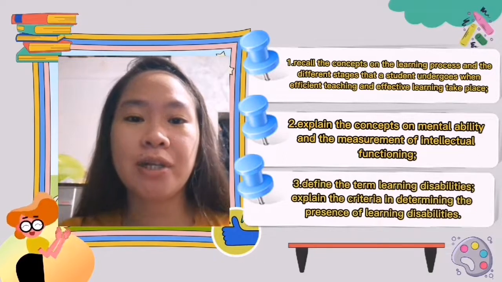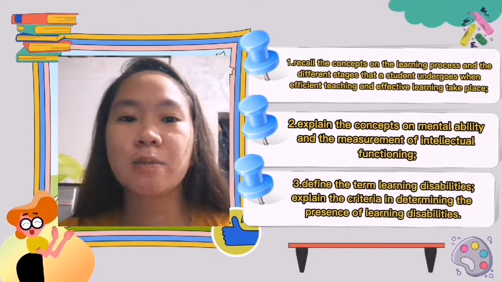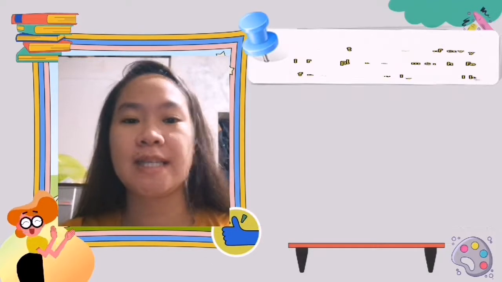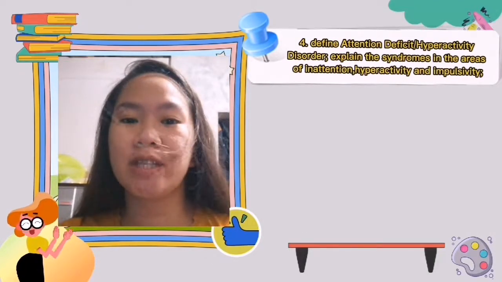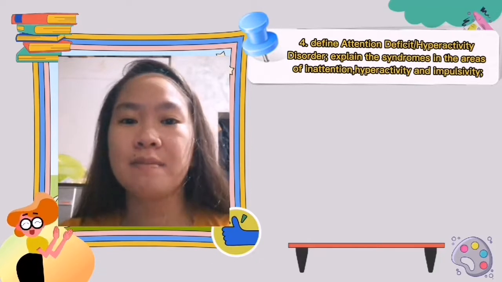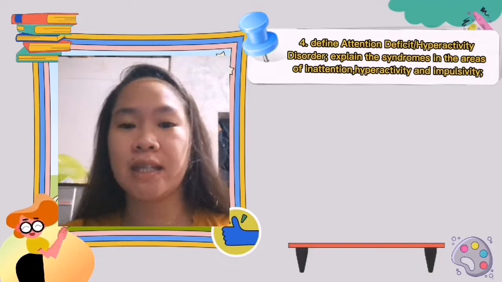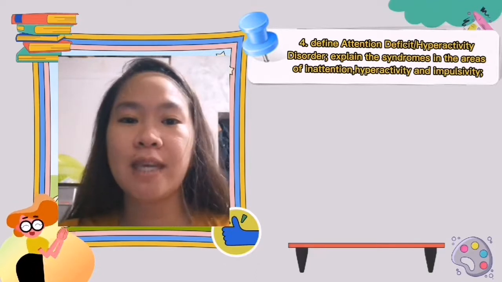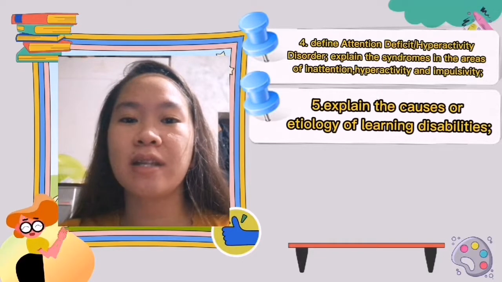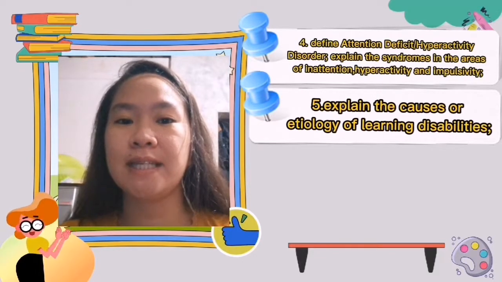Third, define the term learning disabilities. Explain the criteria in determining the presence of learning disabilities. Fourth, define attention deficit hyperactivity disorder. Explain the syndromes in the areas of inattention, hyperactivity, and impulsivity. Fifth, explain the causes or etiology of learning disabilities.